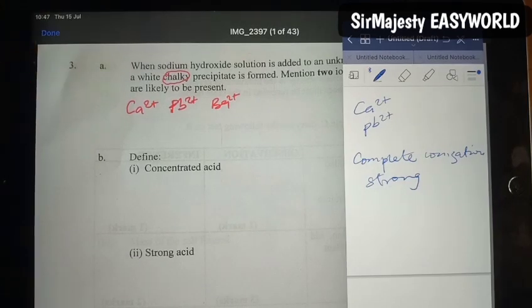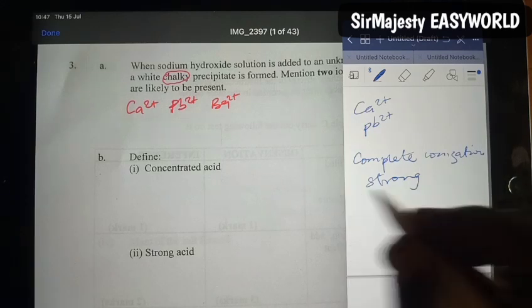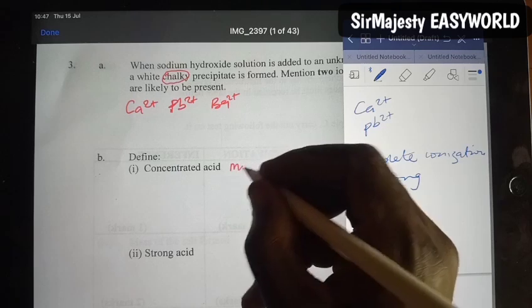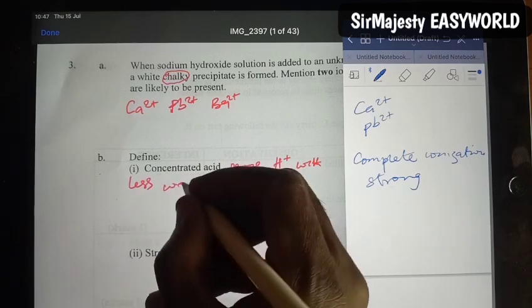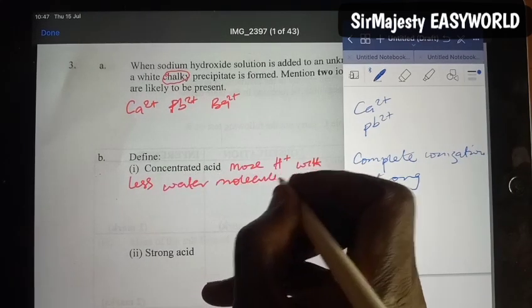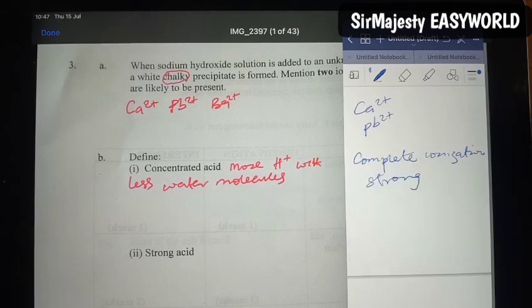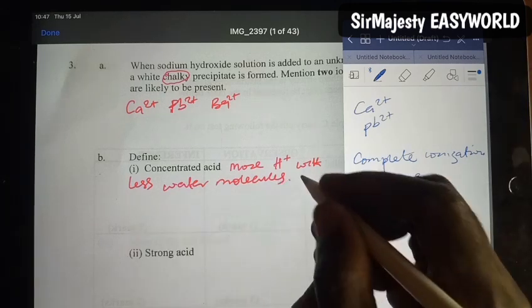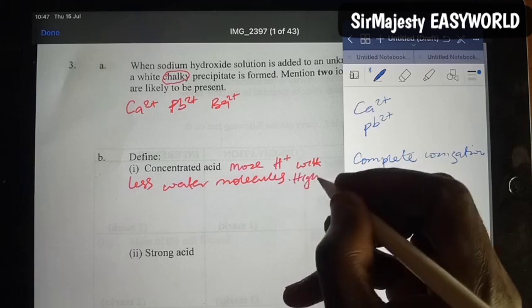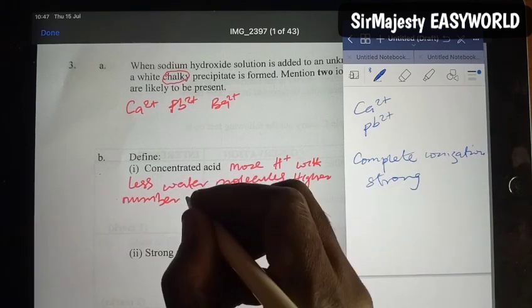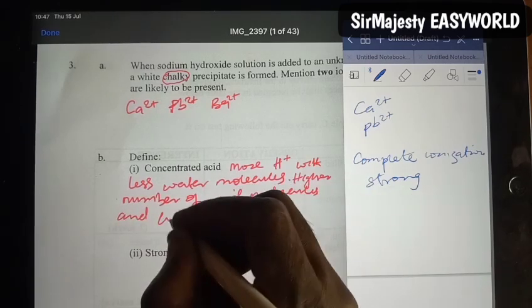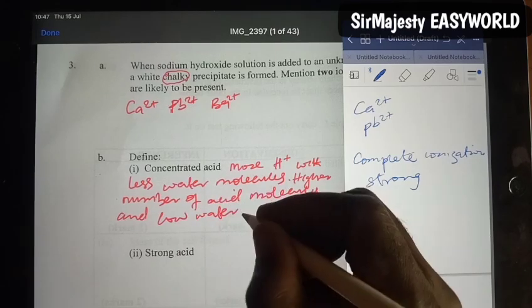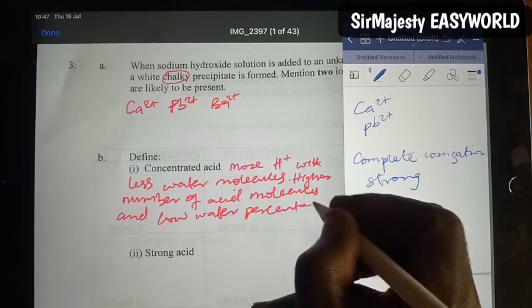Then, a concentrated acid is an acid that has more hydrogen ion concentration with less water. Thus, an acid that has what? More hydrogen ions with fewer water molecules. So, when there are more acid molecules, higher numbers of the acid and a lower percentage of water, you say it is concentrated. In other words, an acid with a higher number of acid molecules and low water percentage is concentrated.